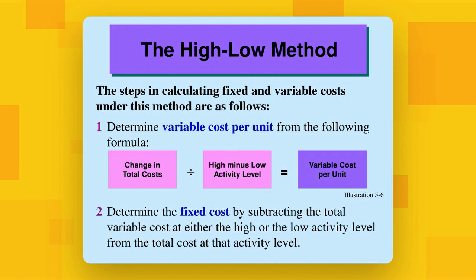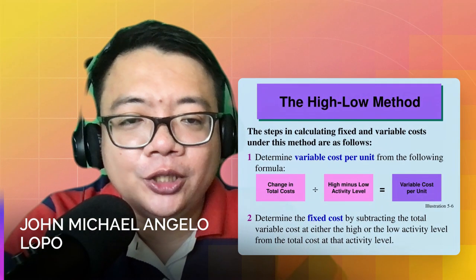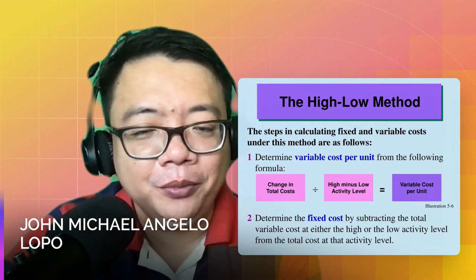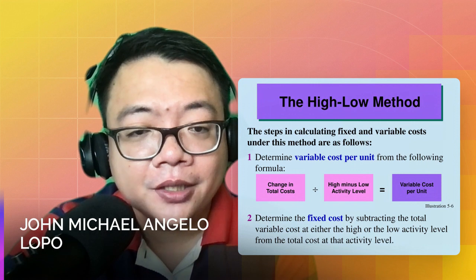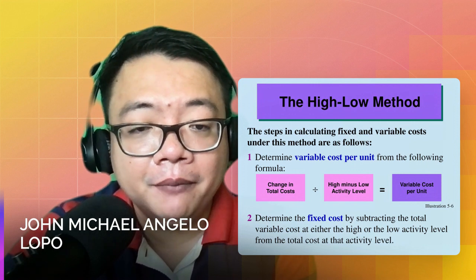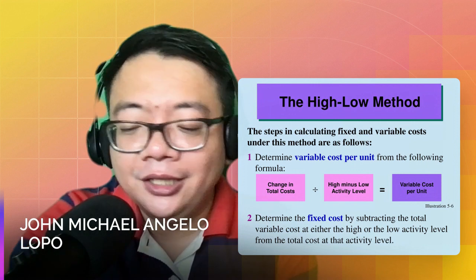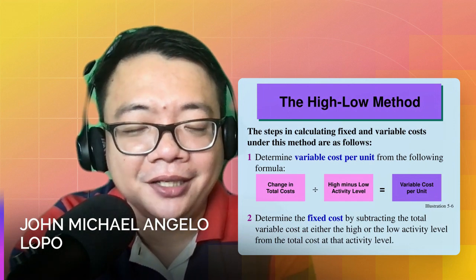Meaning to say, class, this is very important, particularly in calculating the change in total cost and the high minus low level of the activity. Please take note of this, especially in computing the high-low method. What's the formula again, class? Change in total cost divided by high minus low activity level. Here, class, all students make mistakes.